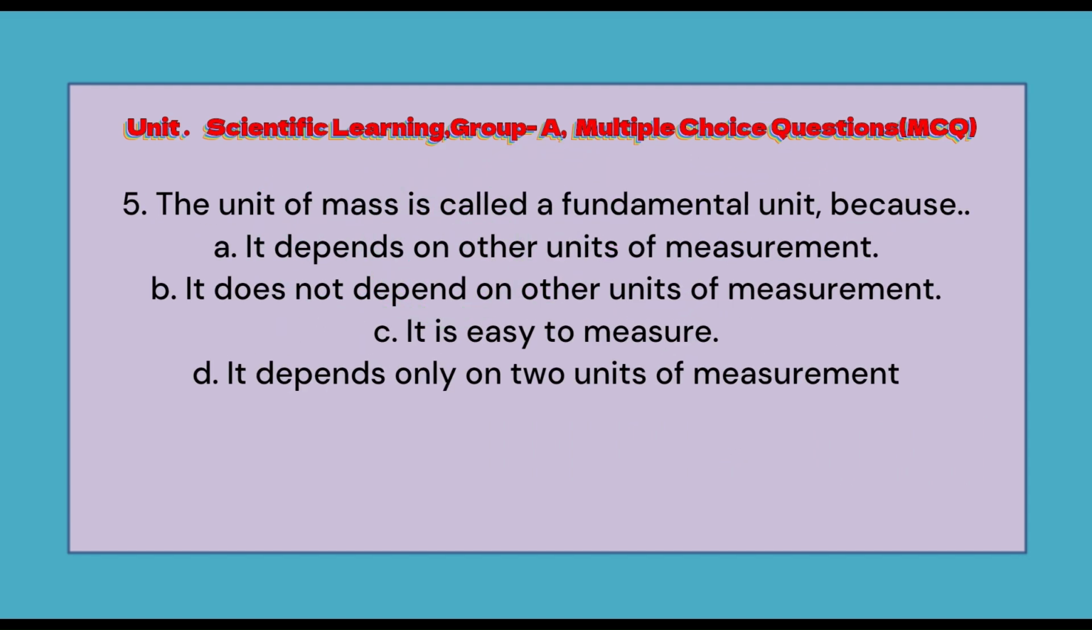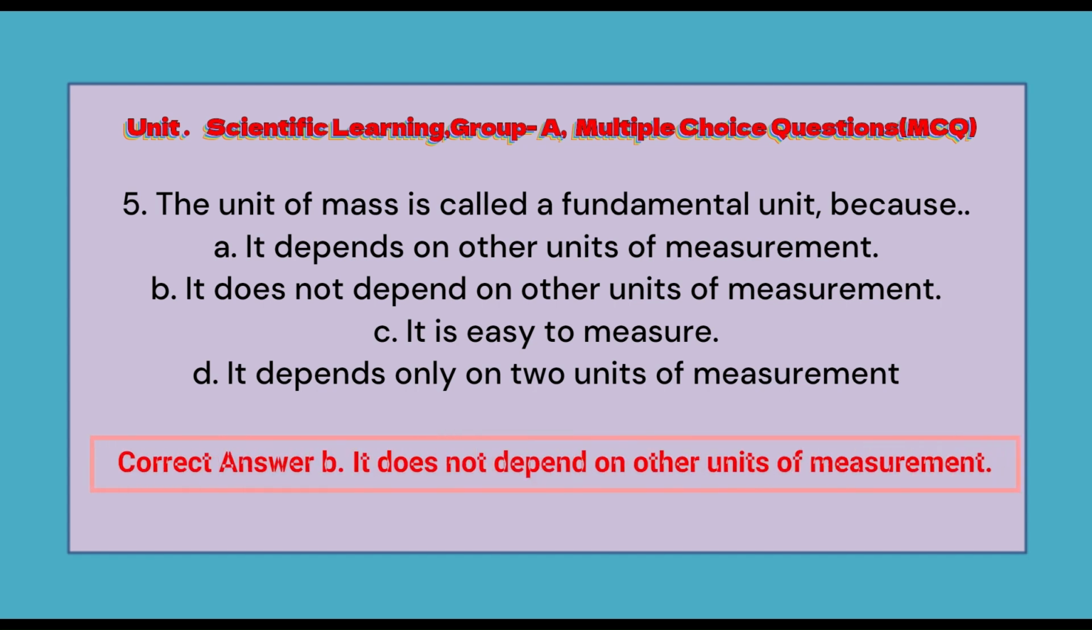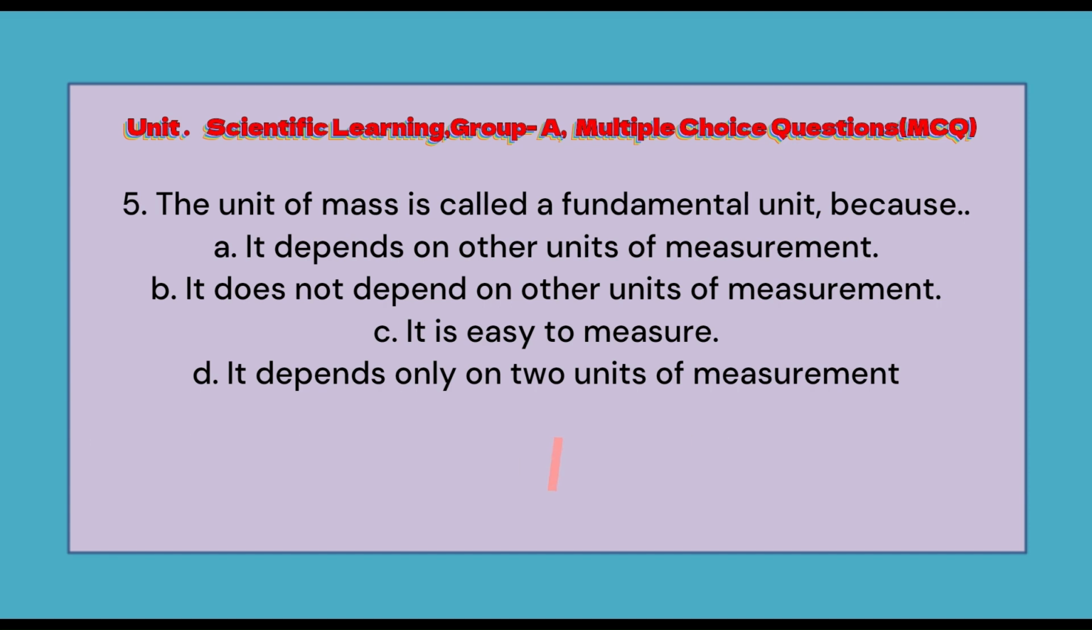5. The unit of mass is called a fundamental unit because A. It depends on other units of measurement. B. It does not depend on other units of measurement. C. It is easy to measure. D. It depends only on 2 units of measurement. Correct answer B. It does not depend on other units of measurement.